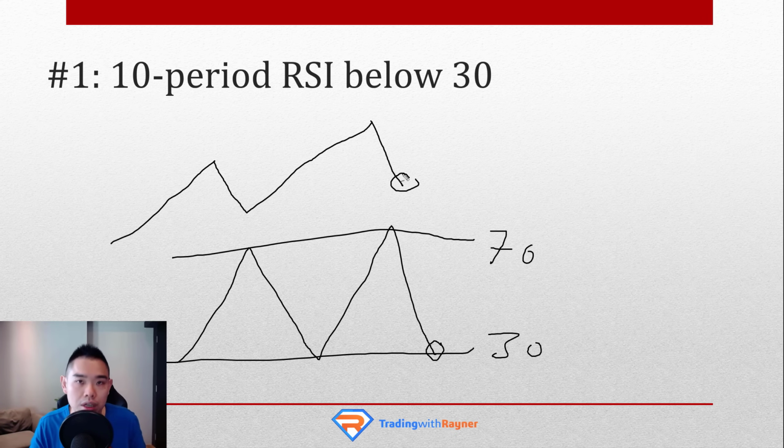Some quantitative traders will literally just look for 10-period RSI below 30 and then they have a limit order to buy the stock, just like that, right? Very pure quantitative trading approach.